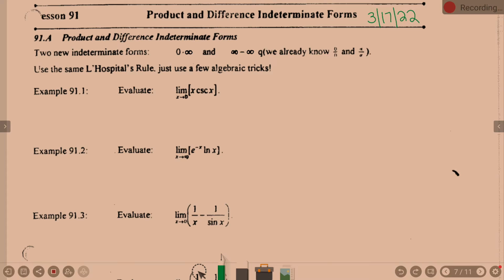Okay, so we have two new indeterminate forms today. And this is instead of a quotient form, a product form. Or, well, product is the one I think of most, but I always forget the subtraction one as well. One of the indeterminate forms is 0 times infinity. And then the other indeterminate form is infinity minus infinity.